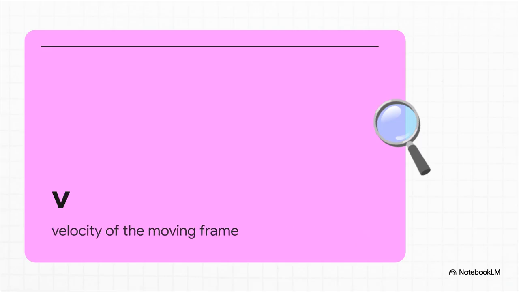Now, v is a lot more straightforward. It's just velocity. How fast is that spaceship going? Simple as that. And finally, the big one, c. The absolute rock star of physics. It's the speed of light, the cosmic speed limit. It's the constant that everything else here is measured against. Okay, now we know all the players.